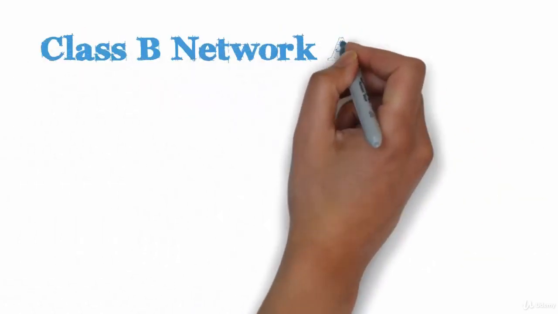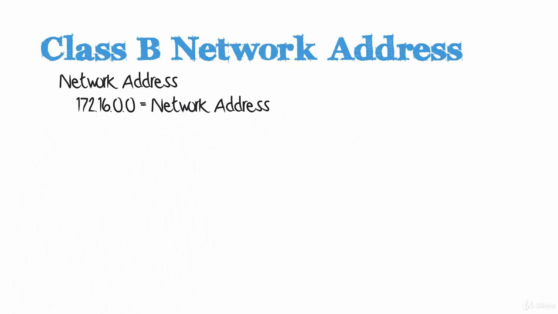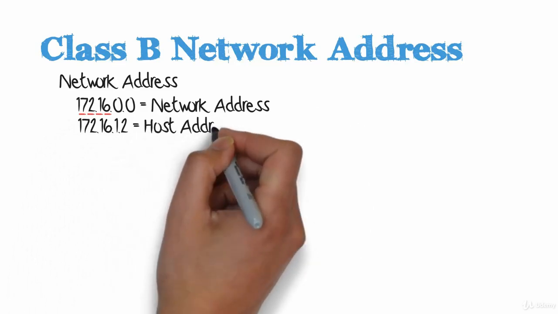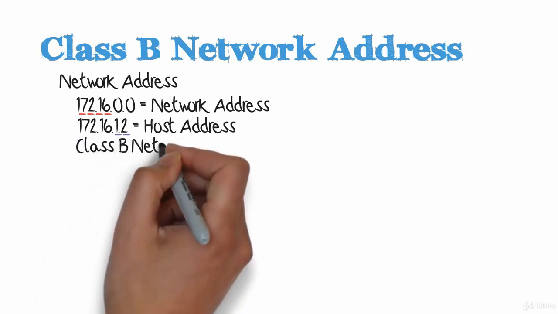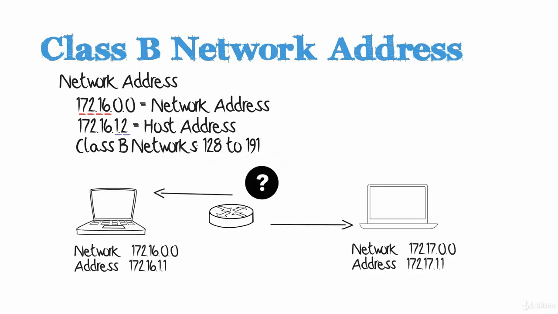With Class B networks, the first 16 bits denote the network portion of the address. So in this example, 172.16 is the network portion. So this is the network address, and a host may have an address such as 172.16.1.2, so 1.2 is the host portion of the address. Class B networks are in the range 128 to 191 in the first octet. So in the same way as the previous example, a router can route traffic to an address of 172.16.1.1 because it knows that the network is 172.16 and it can therefore route the traffic to the left-hand side.